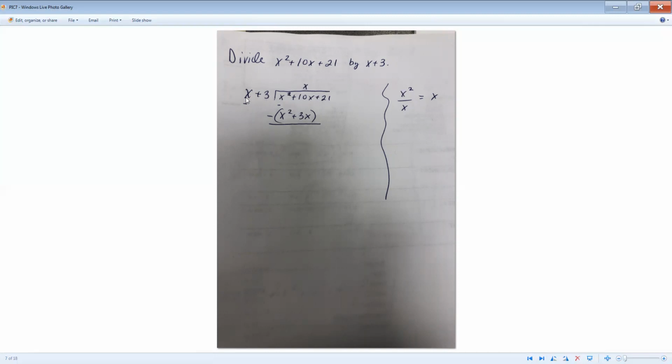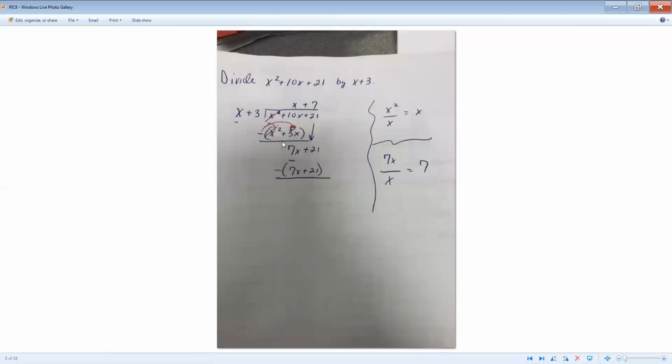Then we take this and multiply it to each term that's sitting on the outside. So x times x plus 3 will be x squared plus 3x, excuse me. Then we're going to subtract them just like we did in the long division process. And don't forget to subtract both terms. So that'll be x squared minus x squared, which will cancel out. Then 10x minus 3x, which will give me 7x.